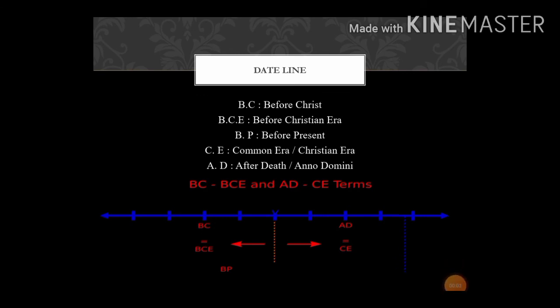Dateline. It is divided into two: BC, BCE, BP, and CE, AD. BC, BCE, and BP are the time period before 2000 years ago, and AD and CE is the counting done from 1 to 2000 years till now. The terminology is given there as BC as before Christ, BCE as before Christian era, BP as before present, CE as common era or Christian era, AD as Anno Domini. You can see it in the dateline given below.